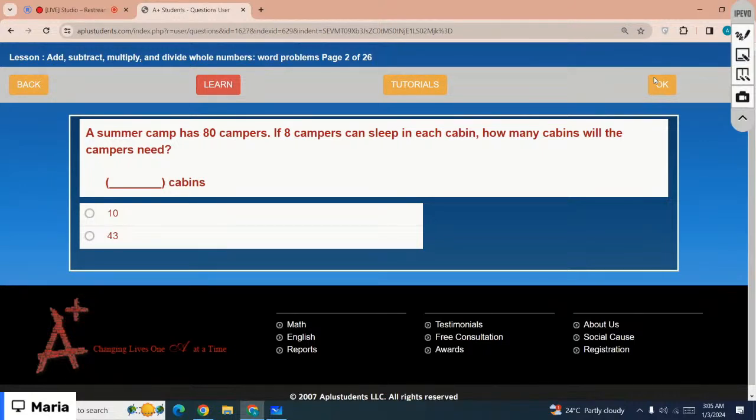Okay, so listen to me very, very carefully and understand the question. A summer camp has 80 campers. If 8 campers can sleep in each cabin, how many cabins will the campers need? So, which is the correct option?